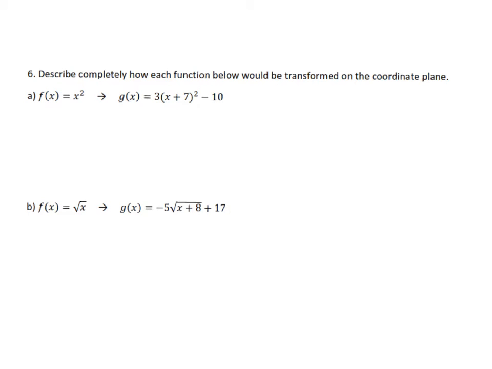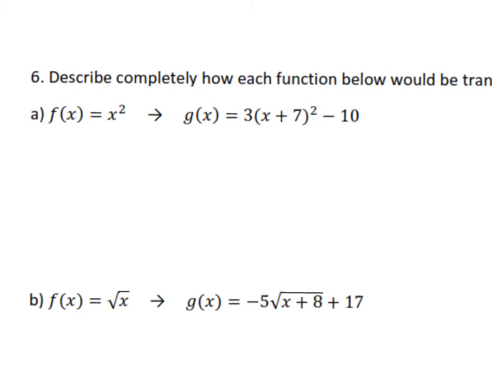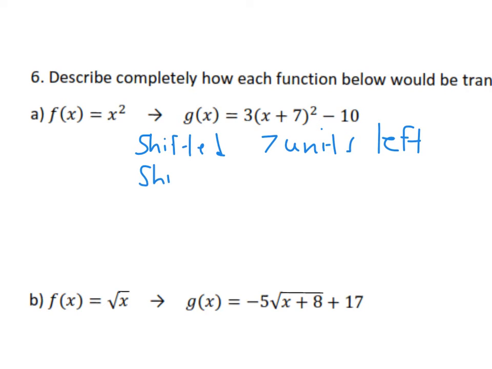So problem 6 wants you to describe each thing that's happening with these functions. And so let's talk about part A. So x squared is being transformed so that it is now (x plus 7) squared. So one thing that's going to happen is it's shifted 7 units to the left horizontally. We also see that we're subtracting 10 afterwards, so it's shifted 10 units down.